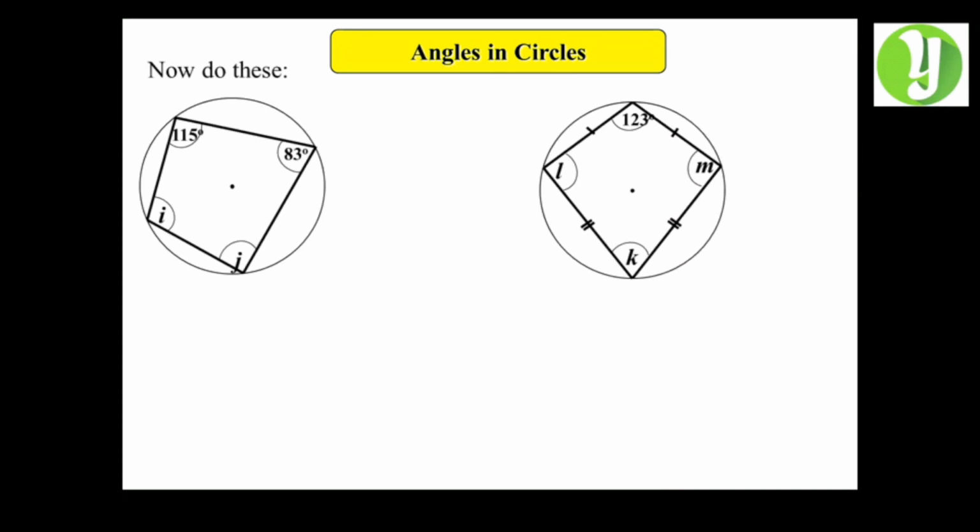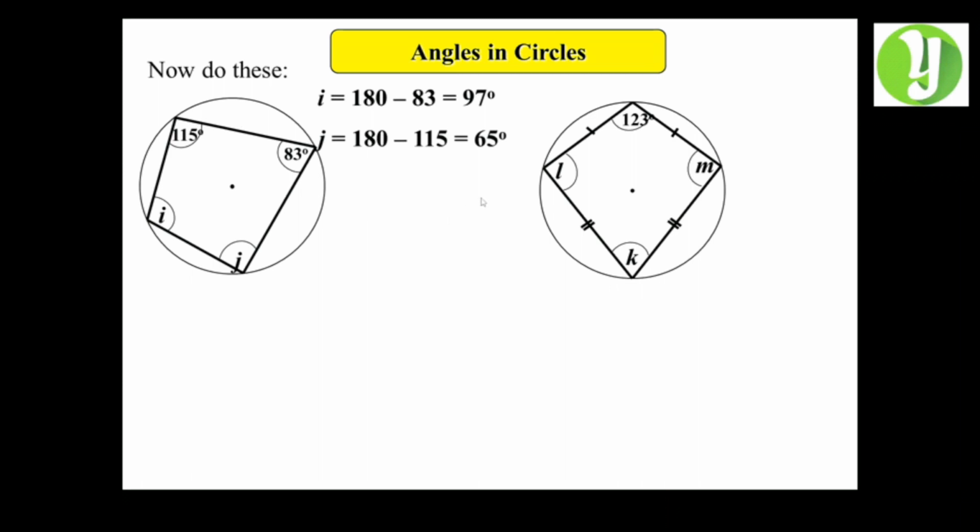For example, if 115 is there and 83 is there, first we have to find the value of I, because I and J are the 2 missing angles. So when we add I and 83, they add up to 180 degrees. If I subtract 83 from 180, it is 97. So my I angle is 97. The next one is the J angle. Once again we subtract 115 from 180, which is 65 degrees. So I is 97 and J is 65.